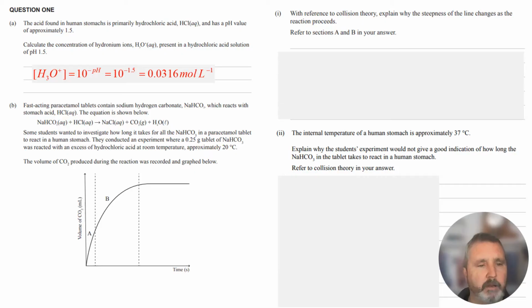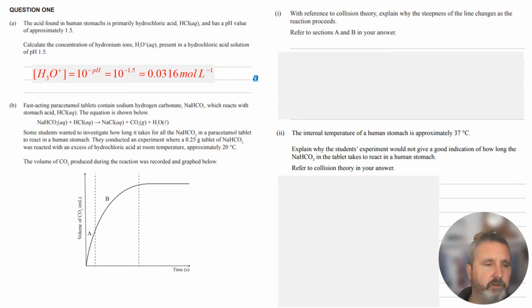And so we put that into our calculator. If you've got a scientific calculator, this will be the inverse of the log or a shift log. Put the plus minus button and then 1.5, enter it, and you get this answer of 0.0316. Put the units in moles per litre. This is only an achieved question, so they're not going to mark you down if you don't put the units, but it's good practice just to put them in anyway.